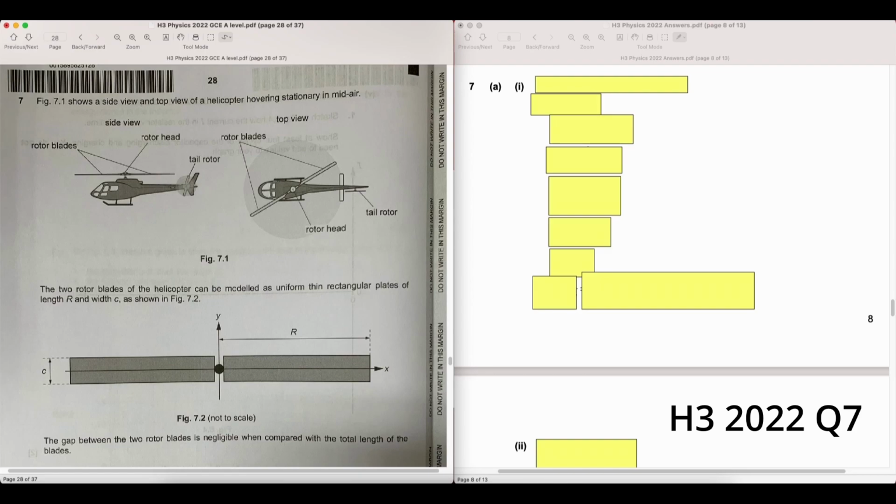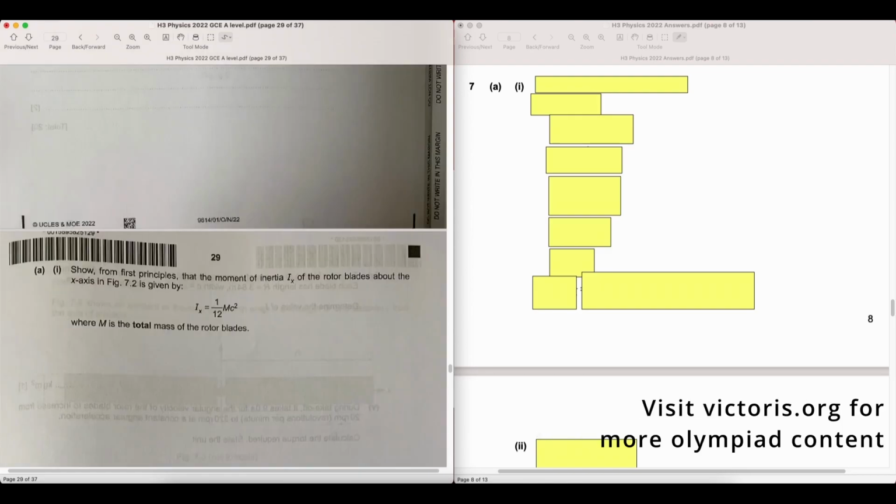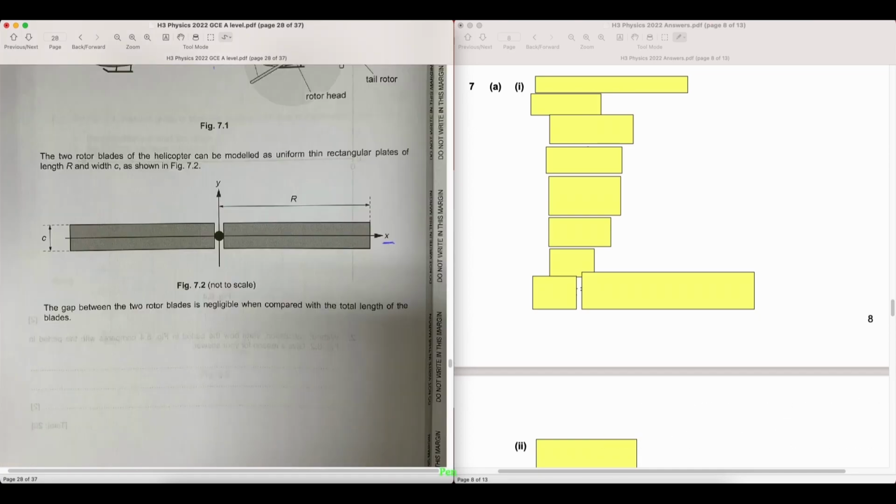Now question 7, we're given a helicopter and a detailed diagram of the helicopter blade. In part A, we're asked to calculate the moment of inertia of the blade about the x-axis. The x-axis is over here, which means that we're interested in finding the rotation about the x-axis. This looks like the classic moment of inertia of a rectangular plate question, but we're asked to obtain it from first principles. So how do we do it?